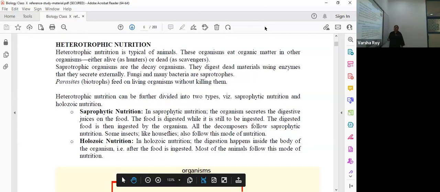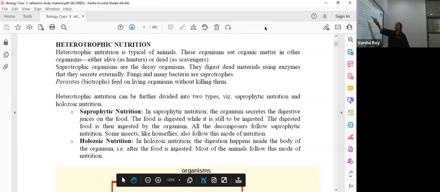Next. So heterotrophic nutrition. Heterotrophic nutrition is typical of animals, right? These organisms eat organic matter in other organisms, either alive as hunters, that is predators, or as dead scavengers. If they are eating dead matter then they are scavengers, and if they are capturing live prey then they are predators.